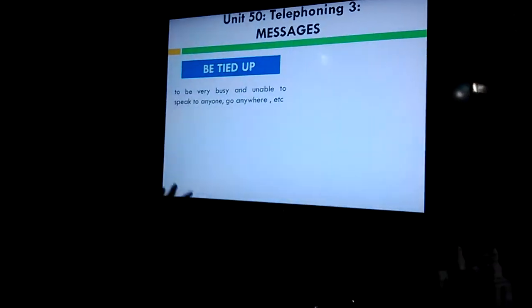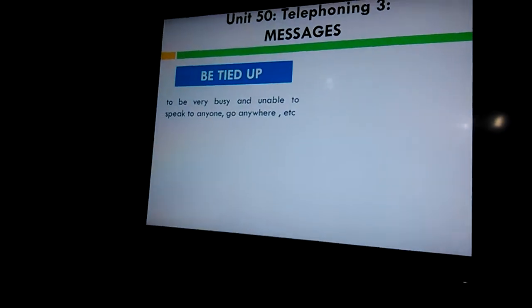Well, let's say the expression tied up in this case is to be very busy. For example, many managers are tied up all the time. That's why they don't have enough time to attend persons, let's say, talk or maybe go to a reunion.